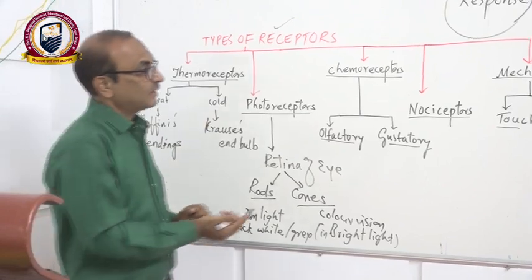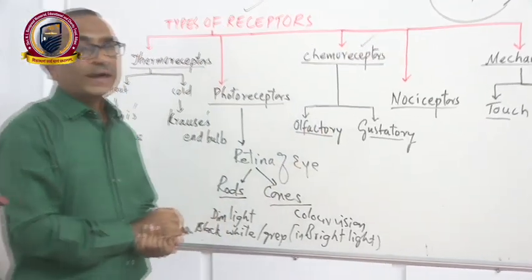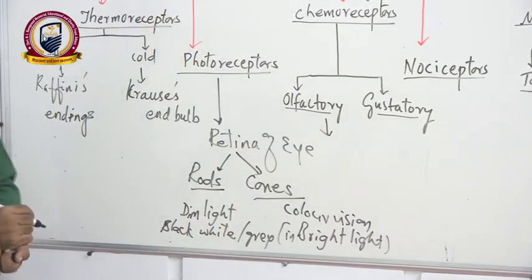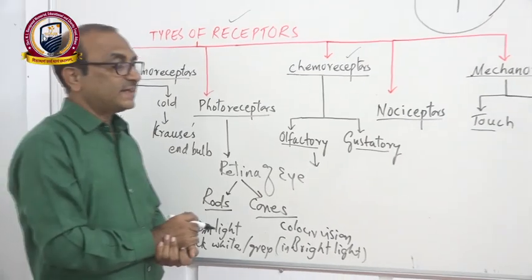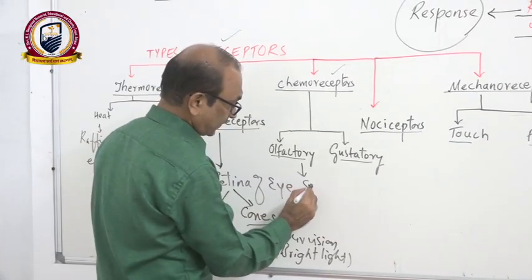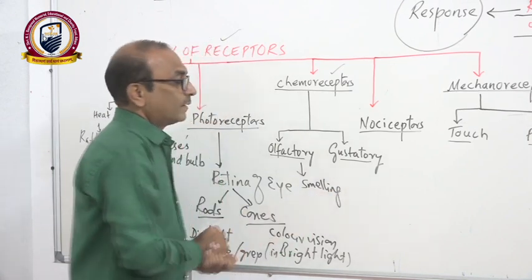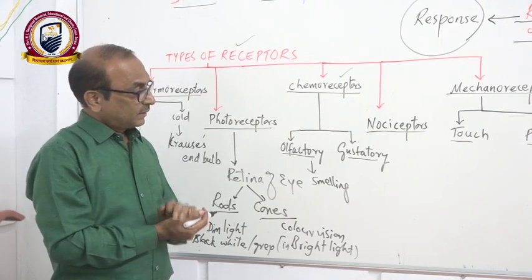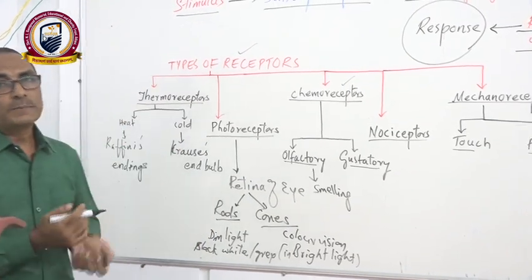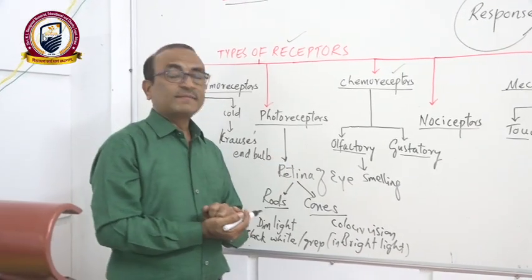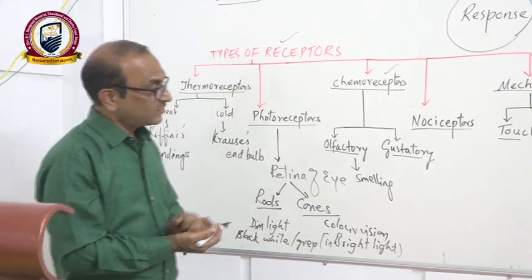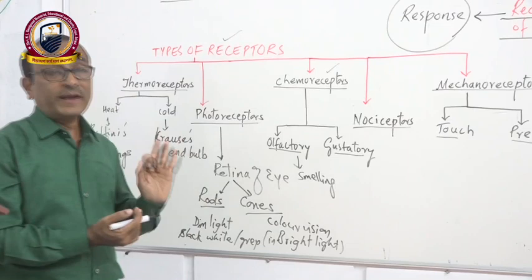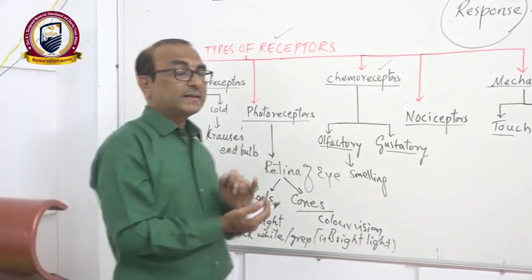So these are photoreceptors. Next, chemoreceptors. There are two types. Olfactory, which are the receptors found in the nose. Olfaction means the sense of smelling. In our nasal chamber, the sensory epithelium, which is covered by mucus, has the olfactory receptors, and these receptors are able to detect the chemical nature of air. Therefore we are able to smell the things.